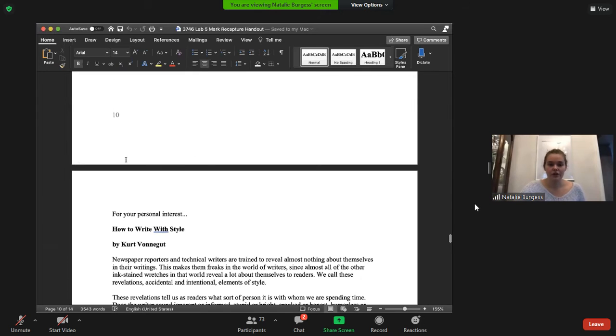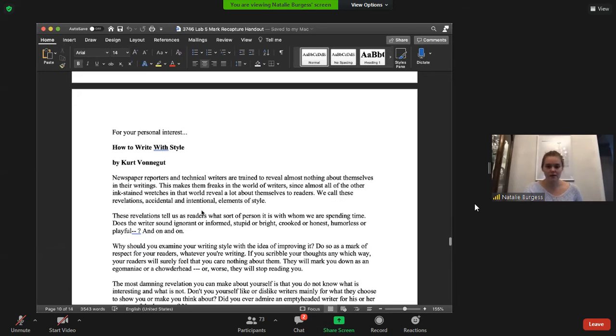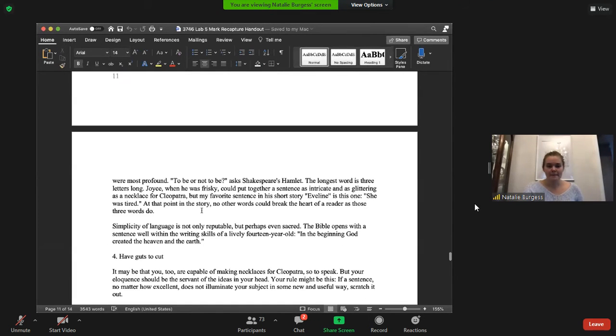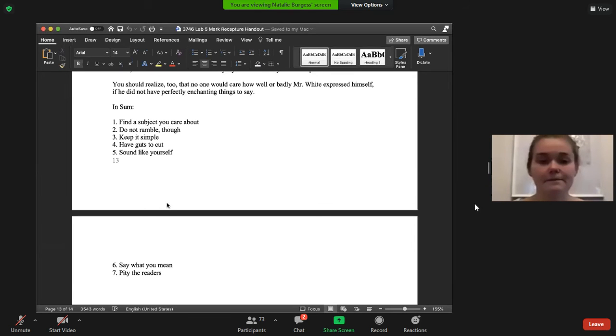There's this really good guide, How to Write with Style. I'm not going to read through it, but I will read the main summaries. I highly recommend it. It's a good read. Basically, the summaries are: find a subject that you care about. Do not ramble on. Keep it simple. Keep it concise. Have the guts to cut information. If it's not going to help your paper, don't include it, even if it sounds good. If it's not going to help you out, don't waste letters on it. Keep what needs to be there.